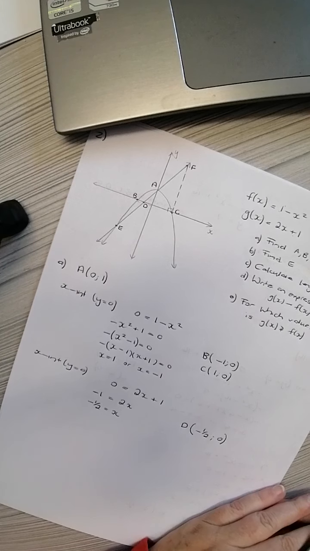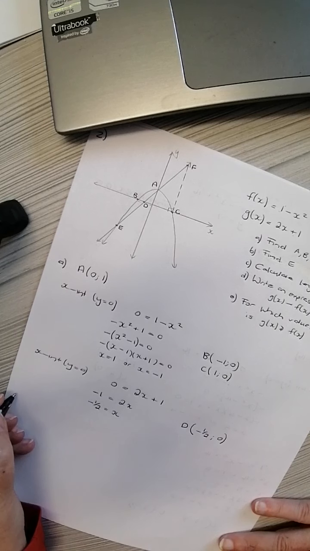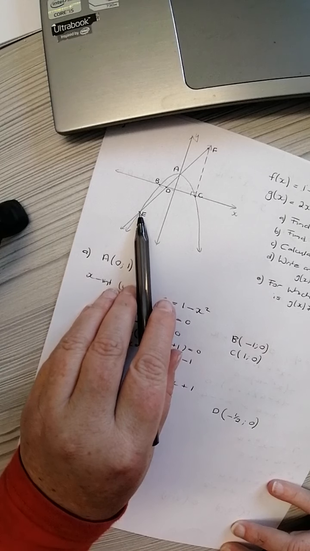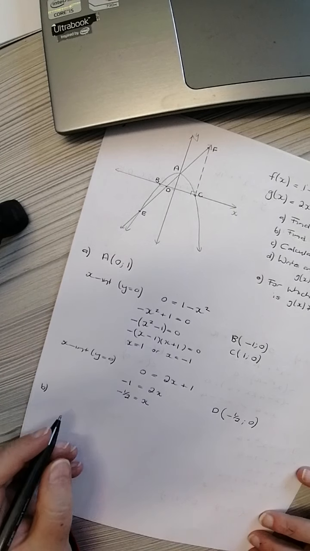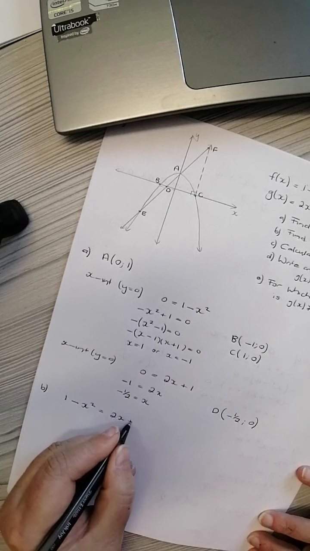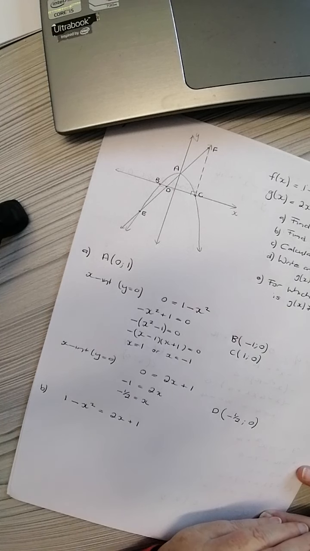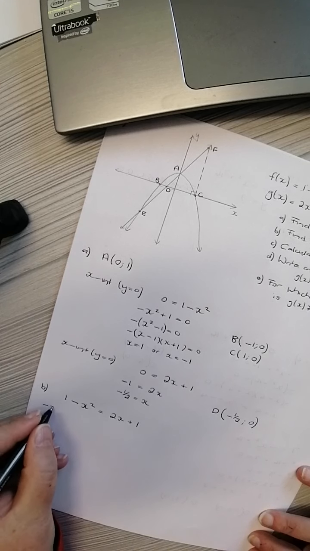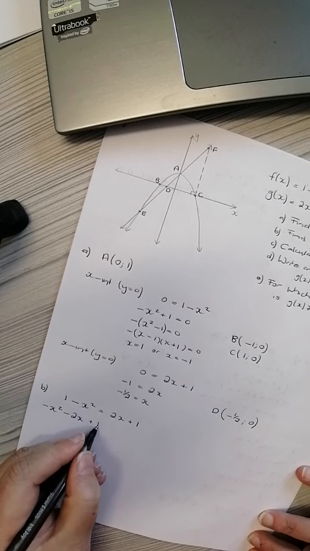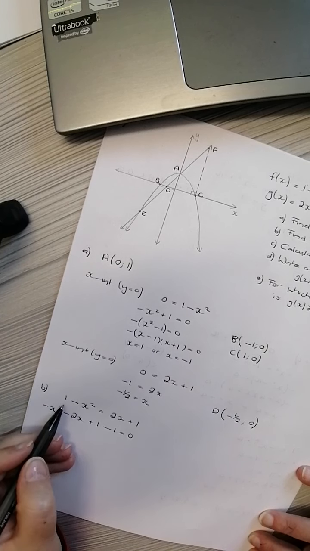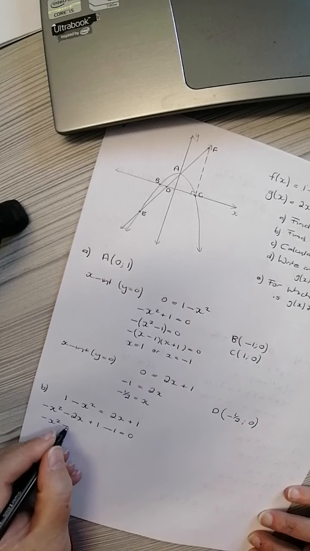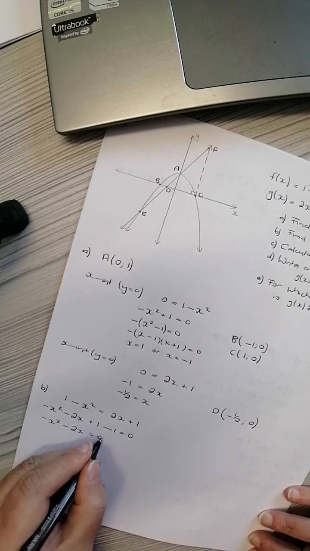Now we've got to get E. To get E, you can see that the two graphs are intersecting. When they're intersecting, they are equal to each other. So you say 1 minus x squared equal to 2x plus 1. You make them equal. Then I'm left with minus x squared minus 2x plus 1 minus 1 equal 0. I've got plus 1 and I bring that one across. So I'm left with minus x squared minus 2x equal 0.